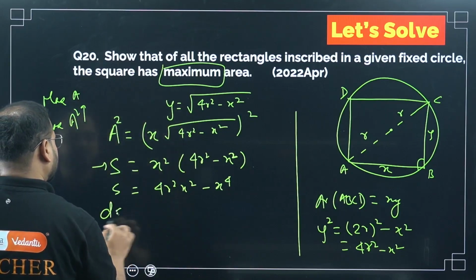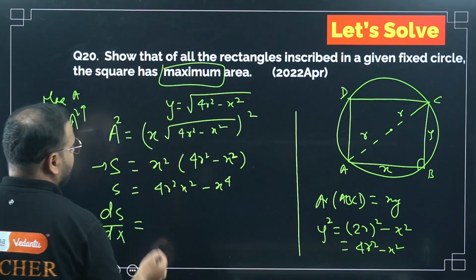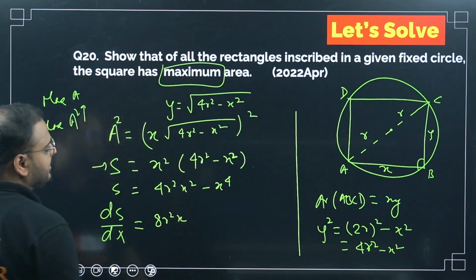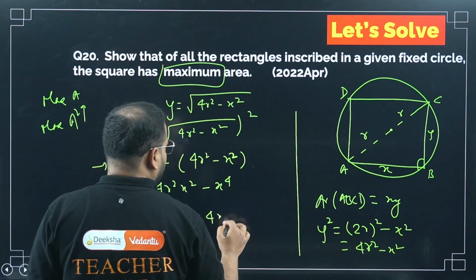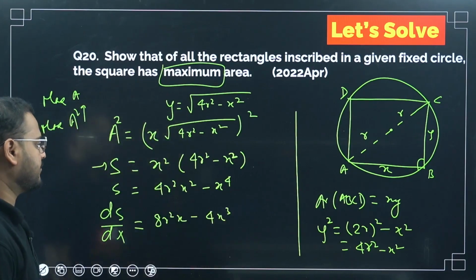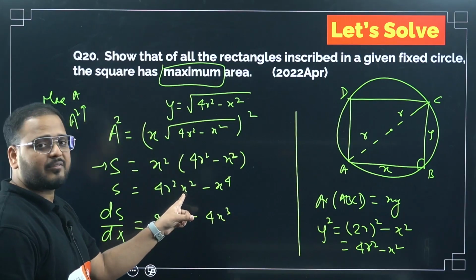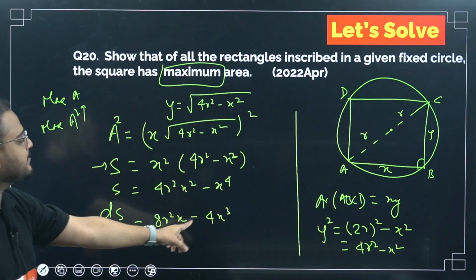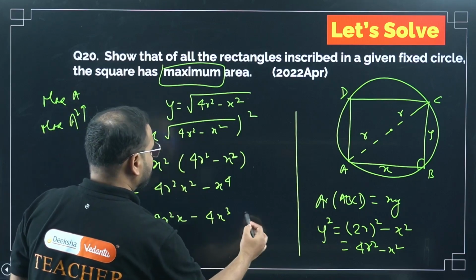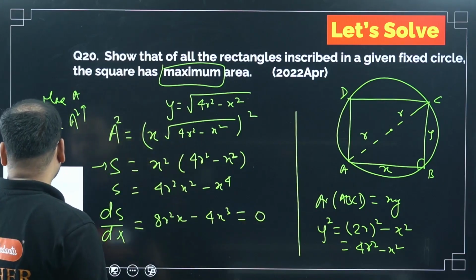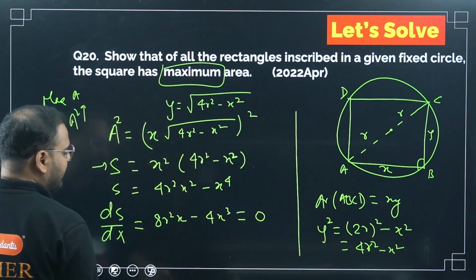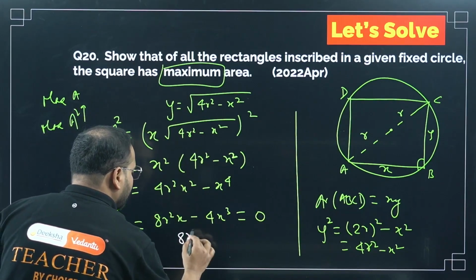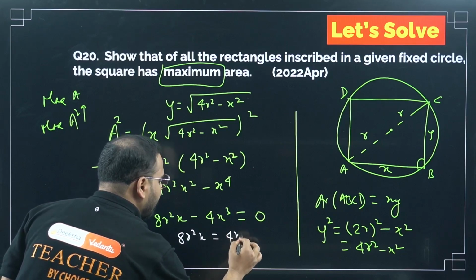I'm taking this derivative with respect to x. What is this going to be? 8r square x, and this will be 4x cube. Please check here. I'm taking the derivative of x square, so 4 times 2 is 8, r square remains as it is, and x, minus 4x cube. Put this equal to 0. What am I going to get? Let me just write it here without taking common: 8r square x equals 4x cube.